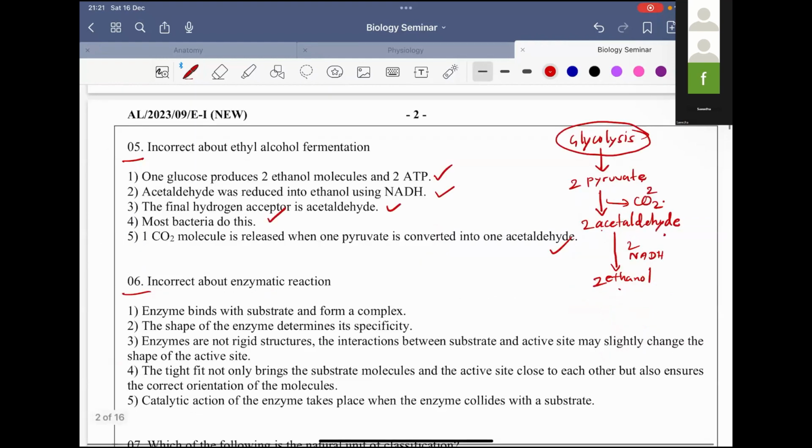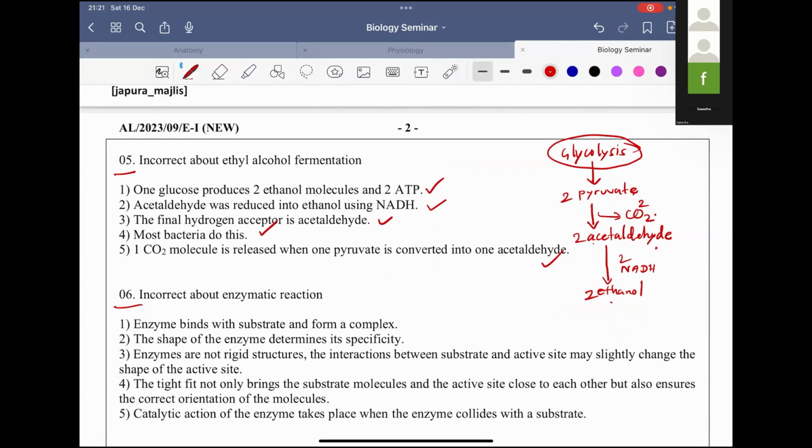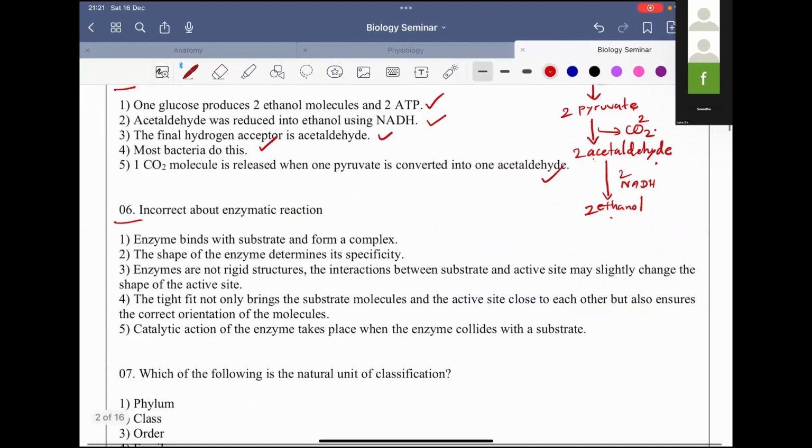Okay, so that is about ethyl alcohol fermentation. There is lactic acid fermentation too, so please go through it also. The final hydrogen acceptor will be an organic compound there also. Right. Now let's see the next question, which is the final question of mine.